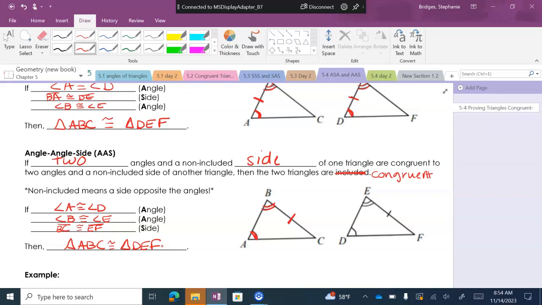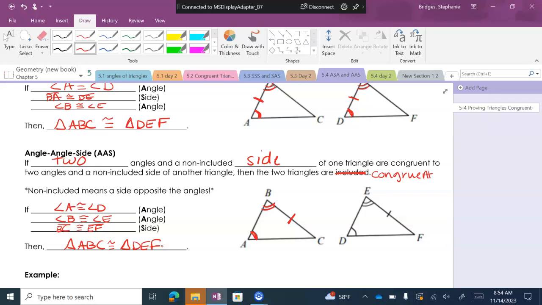This picture is angle angle side, because you see we have the two angles and then the other side marked congruent. So again, the four ways that we can prove triangles congruent now: side angle side, angle side angle, angle angle side, and side side side.